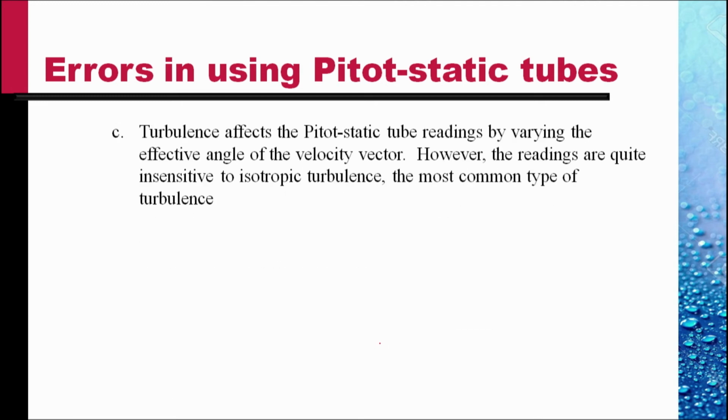Turbulence affects the pitot-static tube readings by varying the effective angle of the velocity vector. As the velocity components fluctuate, the net direction of the flow also fluctuates, and this could cause error in the reading. However, if the turbulence is isotropic, the readings are quite insensitive to the level of turbulence. And since isotropic turbulence is the most common type of turbulence, this is not of much consequence.